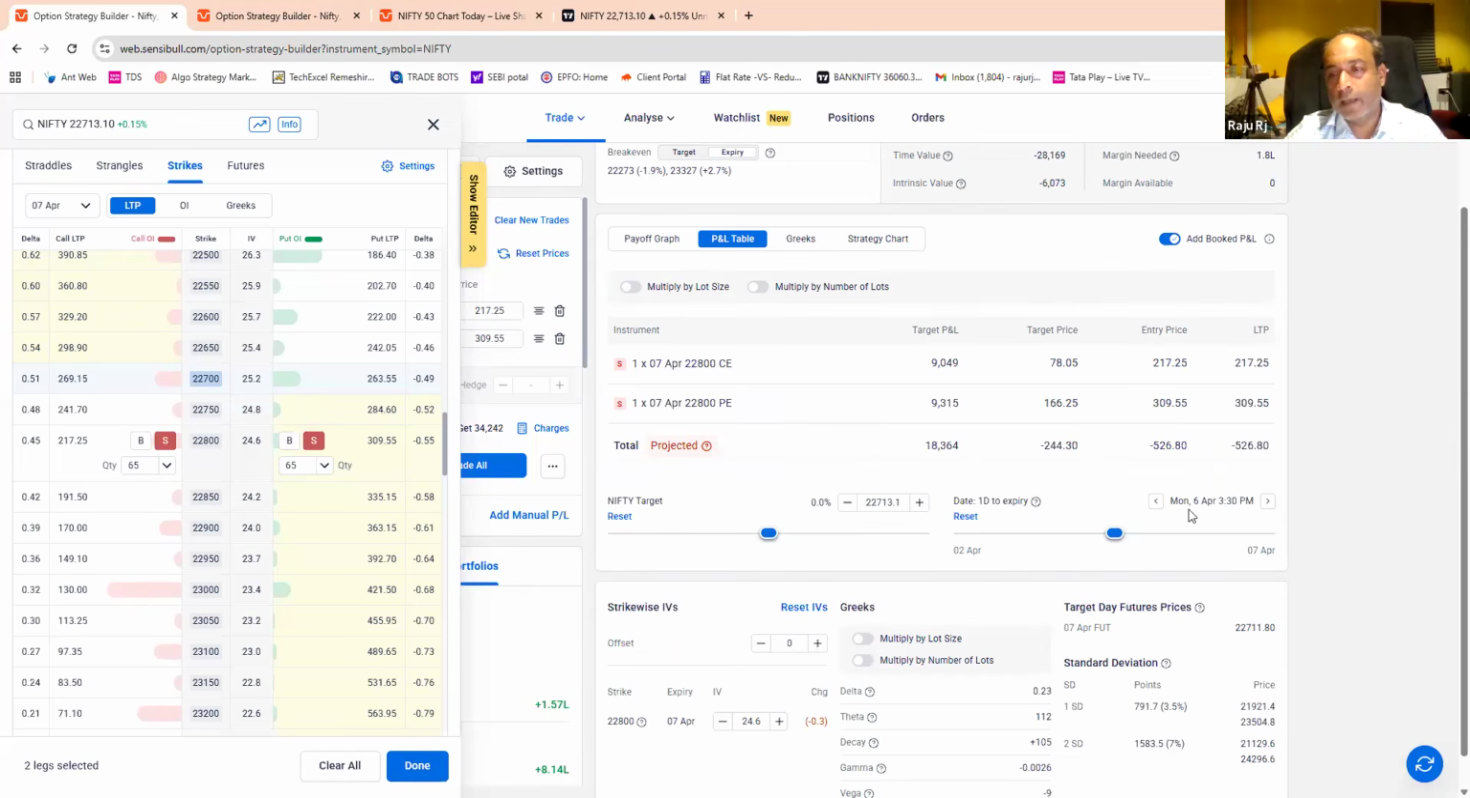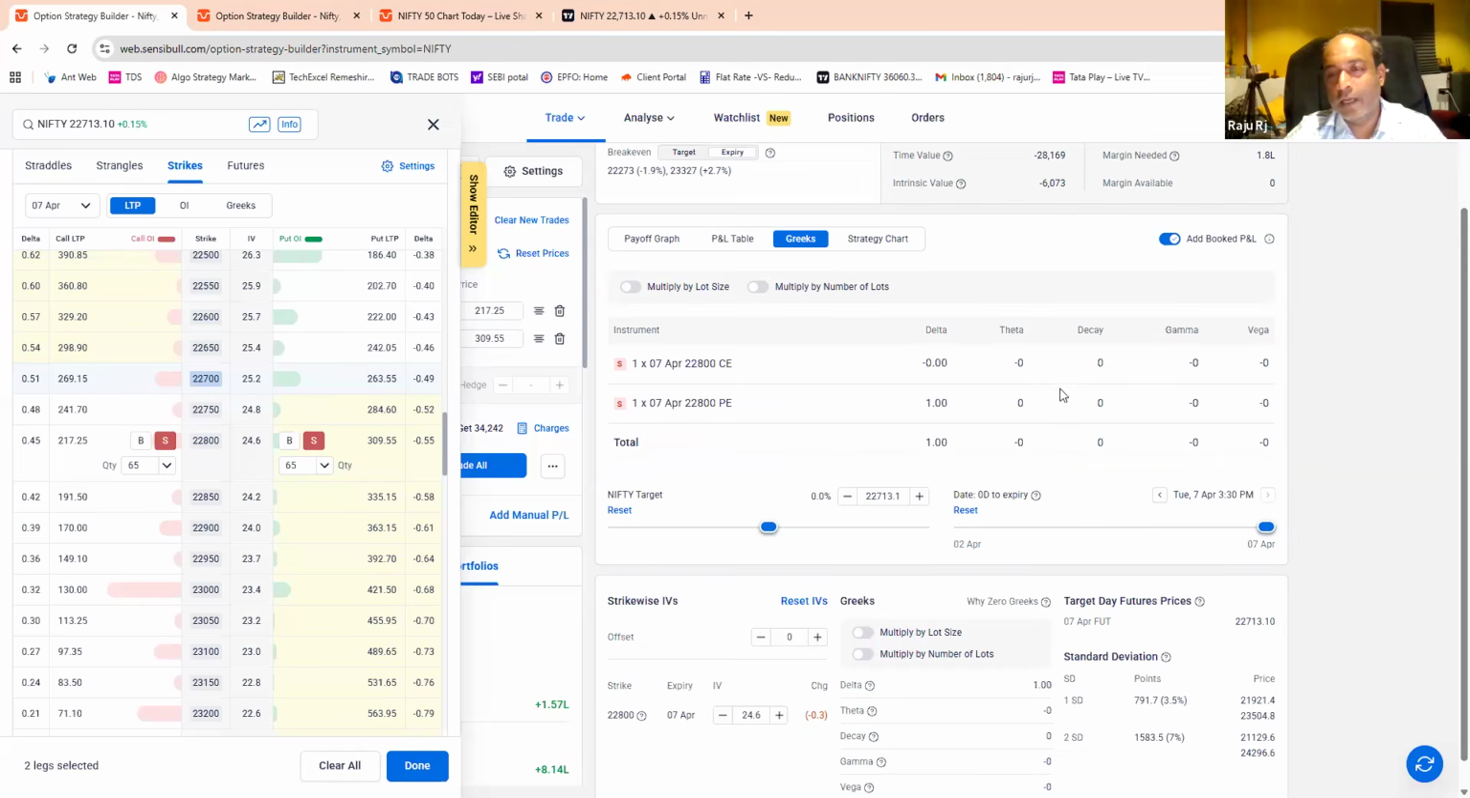If you see here the target price on Monday, if the market is stable, the 217 rupees put option will become 78, and the 309 rupees option will become 166 on Monday. Tuesday is the expiry, so it lost all its value and this also lost all its value, because if you see an option chain, the theta value will be very high.